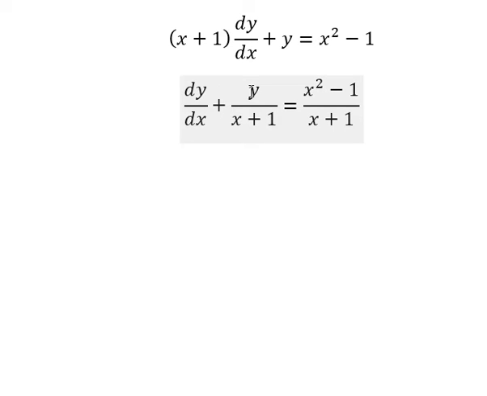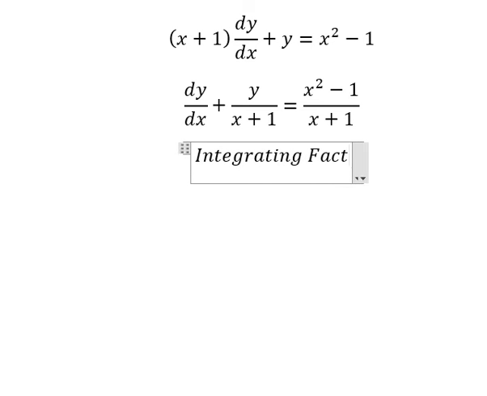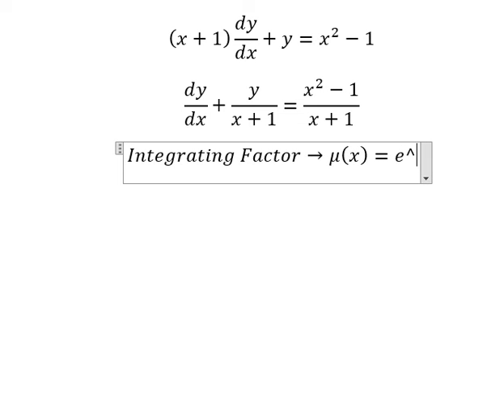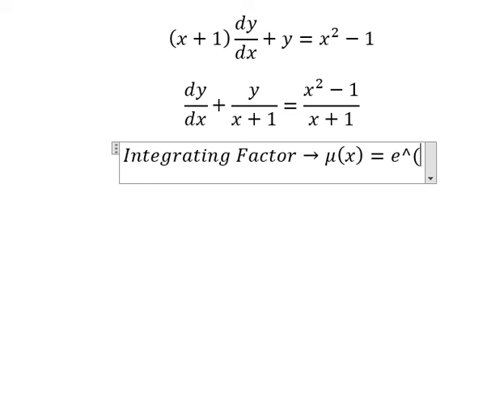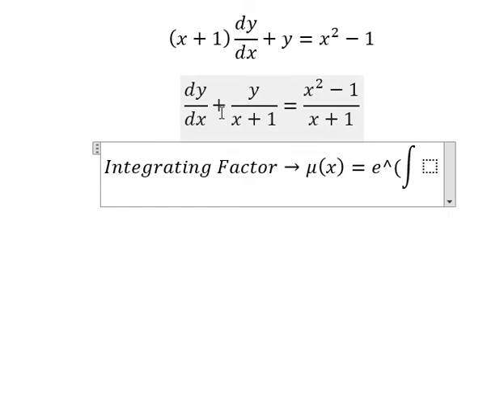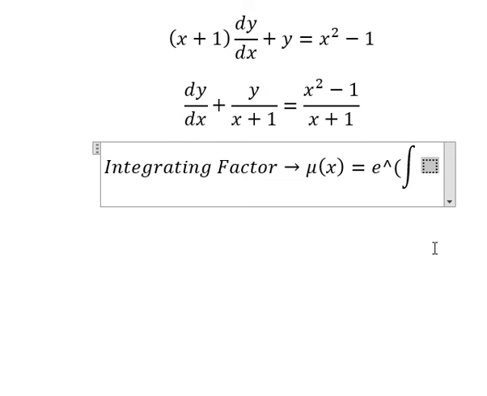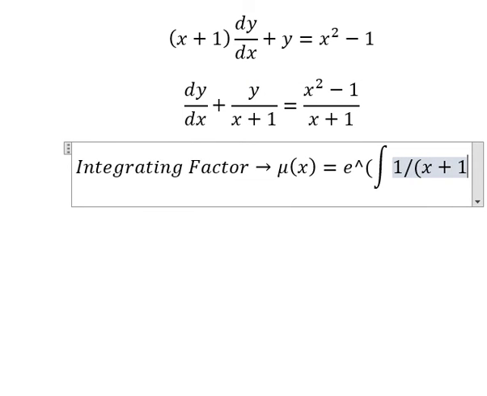So we have y and the first derivative of y, so we can use an integrating factor. We need to find mu of s, which equals e to the power of the integration. We see that the integral of 1 over s plus 1 is for the integrating factor, and I will put this one here.